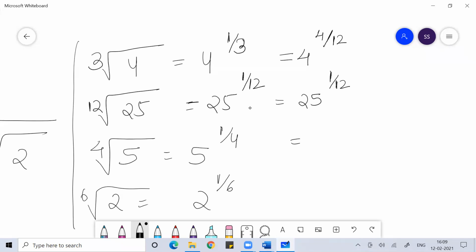You can write 1 by 4. Can I write it as 3 by 12? Same answer, 1 by 4 only you'll get. And 1 by 6, can I write 2 by 12?